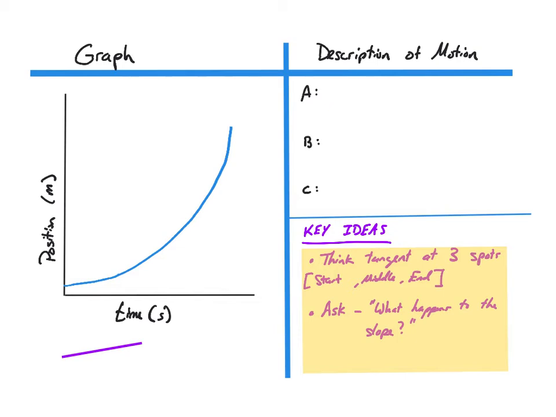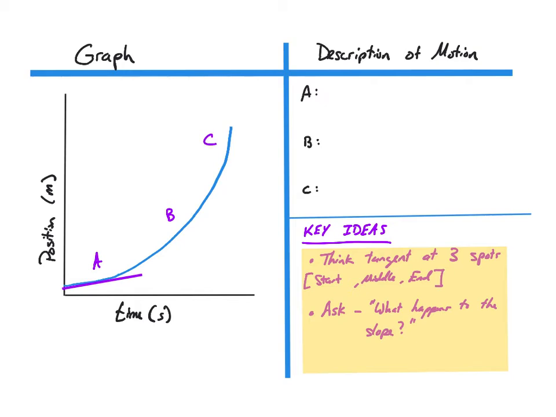Great, now we understand some of the basics of a position time graph. I'm going to take a look at one that has a curved shape. The easiest way to do this is think of a tangent line at 3 different spots. So I'm going to start at this point here. Let's call this point A. And then I'm going to do the same thing about halfway up the graph and the same thing at the top of the graph to get a general idea of what is happening to the motion.